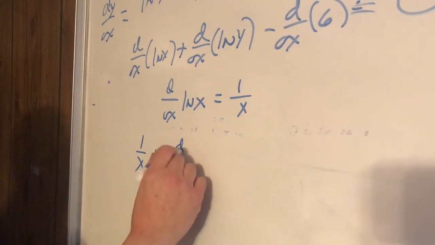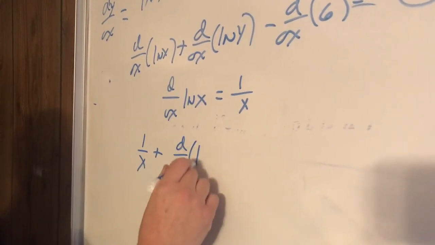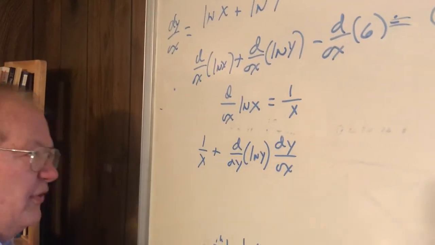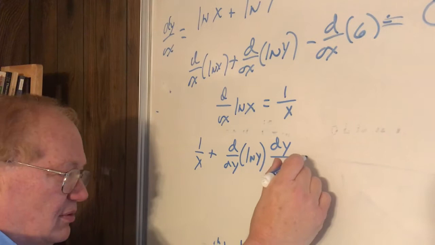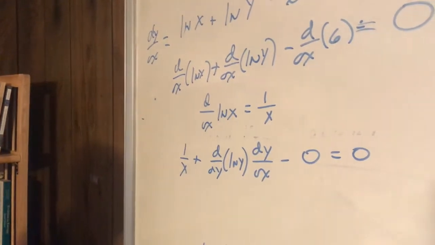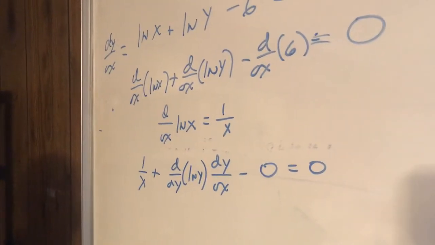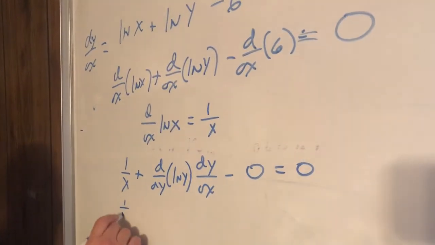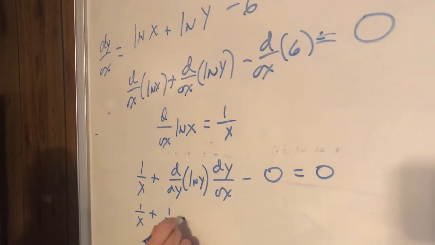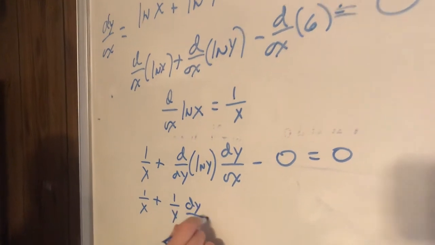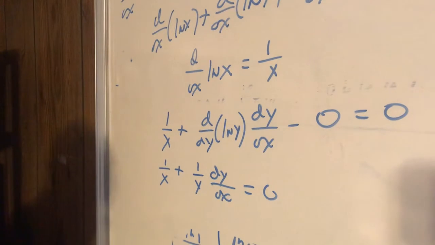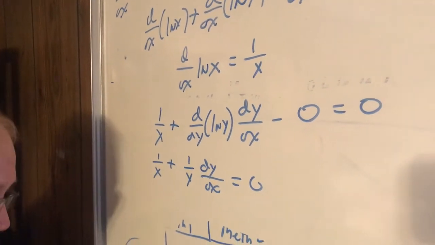So I have to go d/dy of the log of y times dy/dx. So there's the implicit part. Minus 0 equals 0. So now, what do I have here? Well, it's 1 over x plus the derivative of the log of y, which is 1 over y times dy/dx, equals 0.